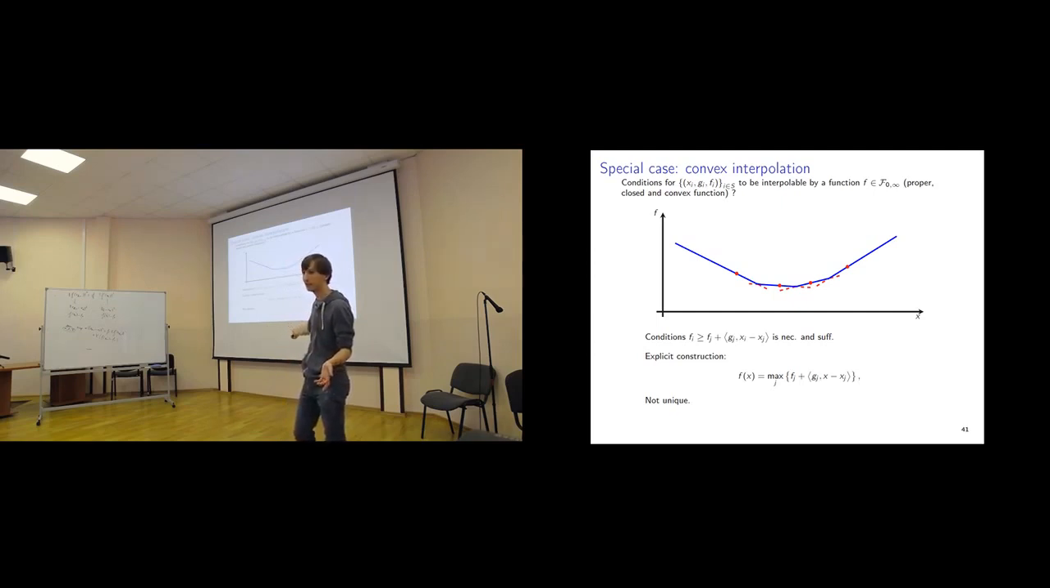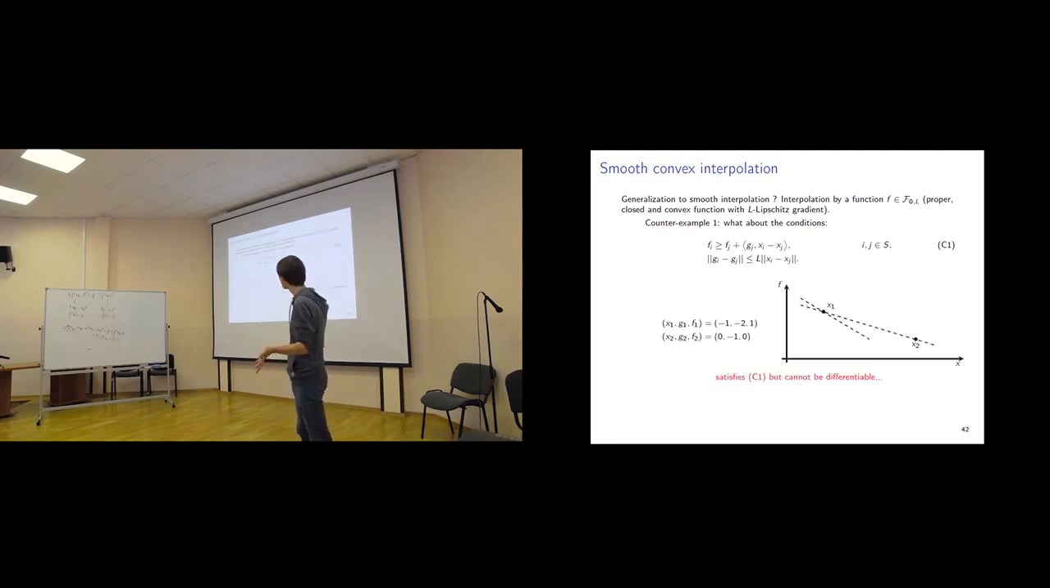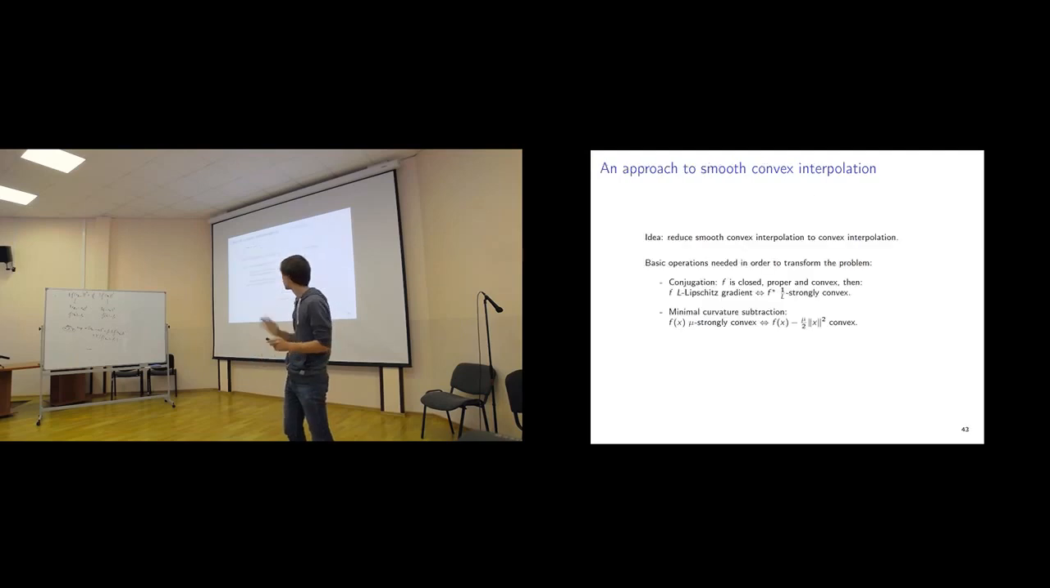So how can we insert smoothness in that? Does someone have a hint? No? For smoothness, one idea could be just to take convexity and add Lipschitz gradients. This is a natural thing to do, but it doesn't work, because you can construct examples satisfying this condition from which we'll never be able to reconstruct a smooth function.